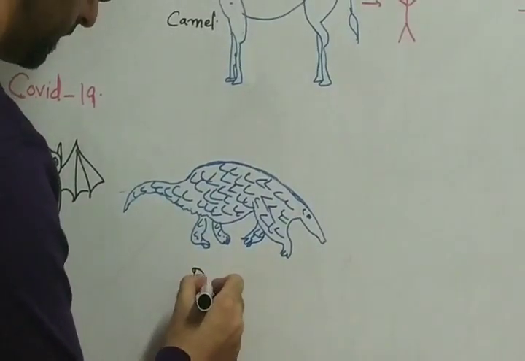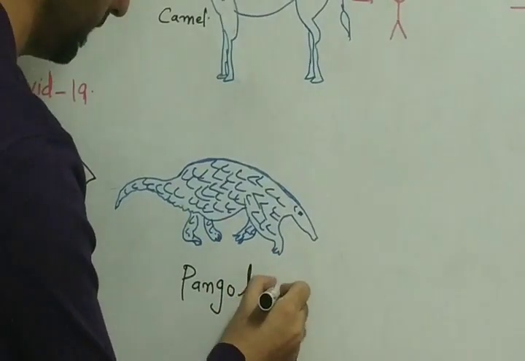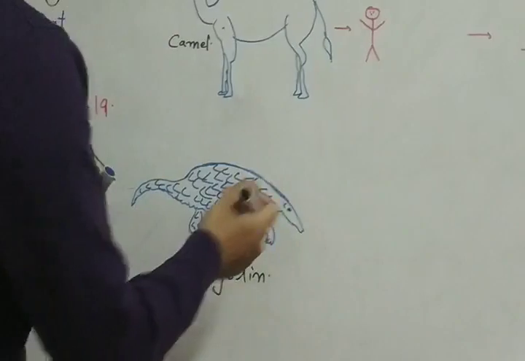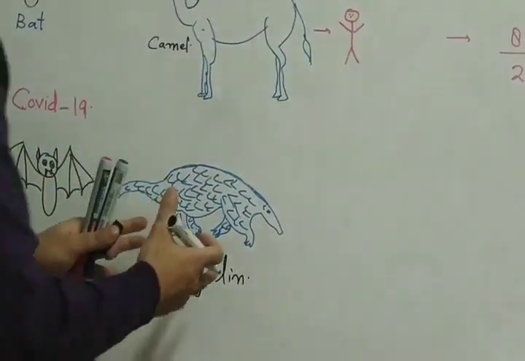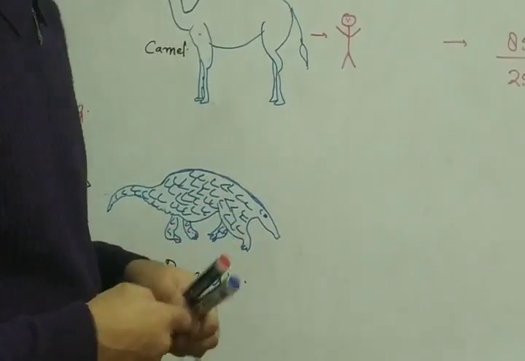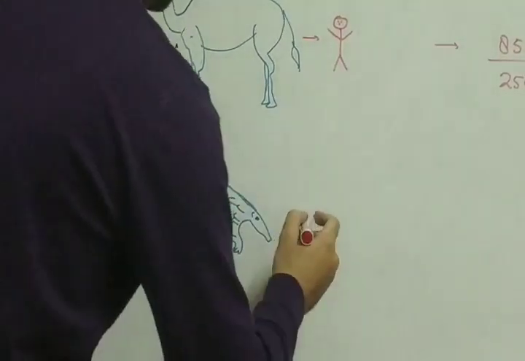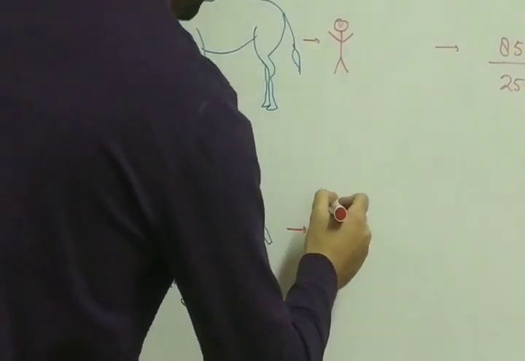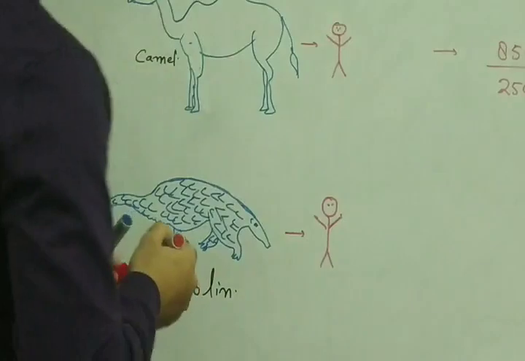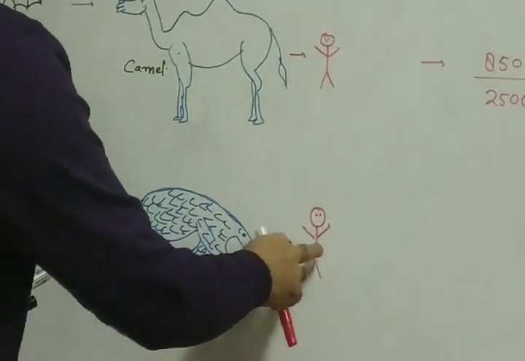Pangolin. This virus infects this pangolin. From the pangolin, the intermediate host, it transfers to the other host. What's the other host? That's the humans. So I will make it red here. So it infects the other host. What's the other host? That's the humans.